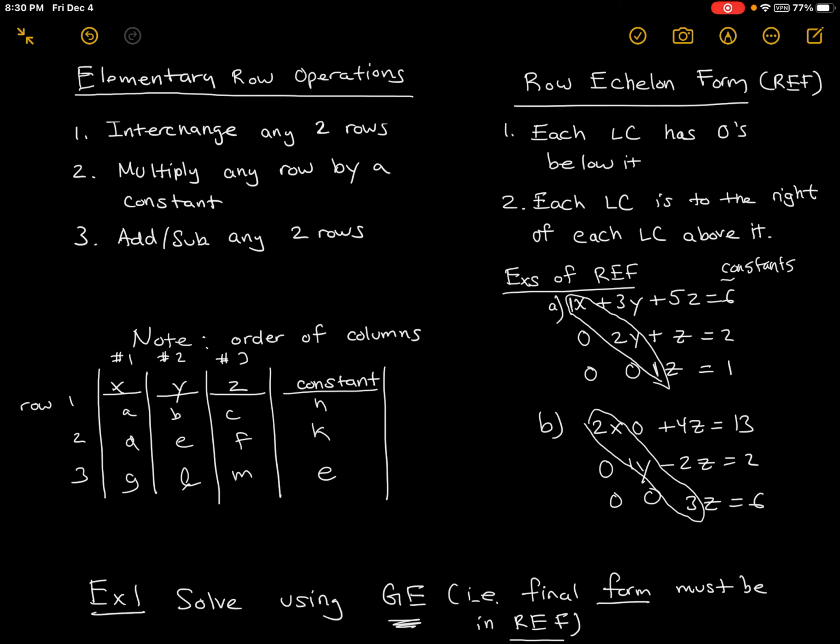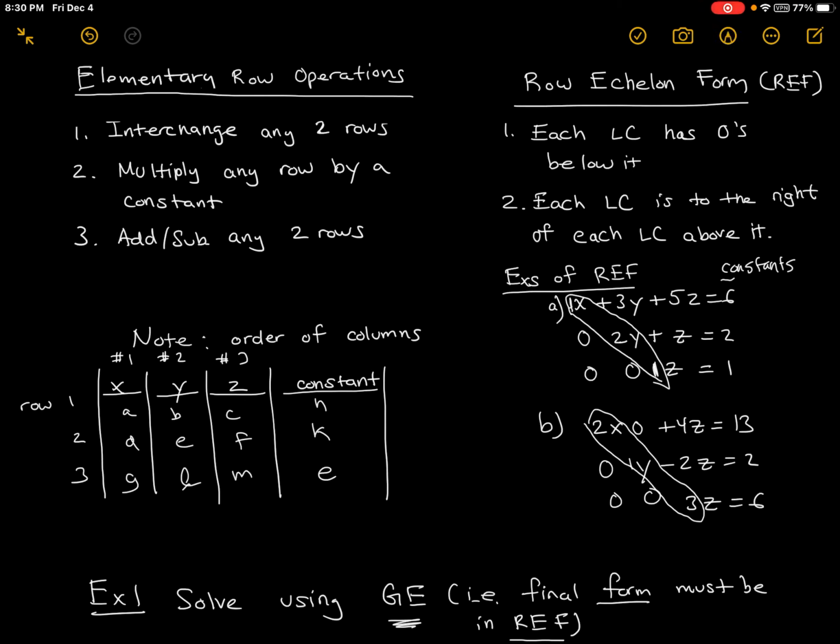The second characteristic requirement that must be met is that each leading coefficient is to the right of each leading coefficient above it. So in this first equation, the 1 in 1x is the leading coefficient. It doesn't really have anything above it, so that doesn't matter. But really what you want to do is take a look at these last two rows. Notice this 2 right here is to the right of this 1. And notice this 1z right here is equal to 1. This 1 is to the right of this 2.